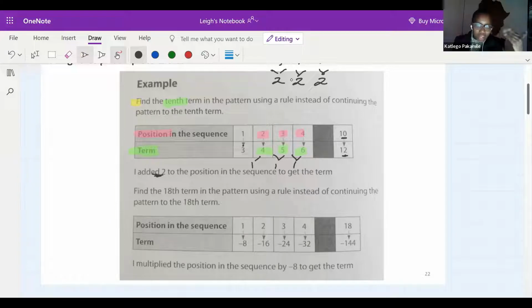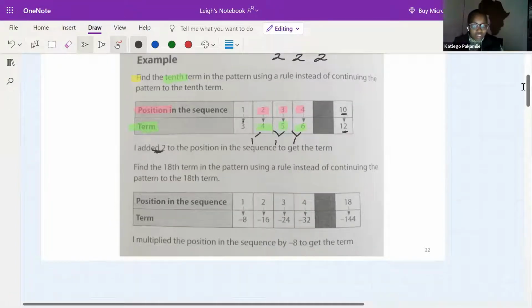Okay. Let's look at the second example quickly. So the second example says, find the 18th term. So guys, the reason we would want to rule is for questions like this, right? If I say to you, what is the 50th term of this pattern? You don't want to write them down until you get to number 50. That's going to take forever, right? So you want to find a rule that will make it easier for you to find term number 50 without having to write down term number 1, term number 2, all the way until term number 50, okay?